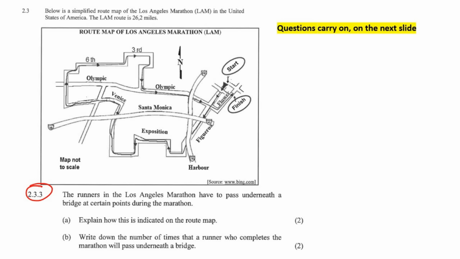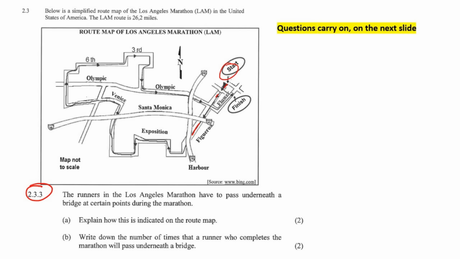So this next question says, the runners in the Los Angeles Marathon have to pass underneath a bridge at a certain point during the marathon. Okay? Explain how this is indicated on the route map. Well, you see it's this area here, so where they start, they go under a bridge there, and then over here, you can see that the arrow, this arrow, which you see over there, they don't show it over there. There's a gap, and then it does, and then over here again, you see there's no line over here.